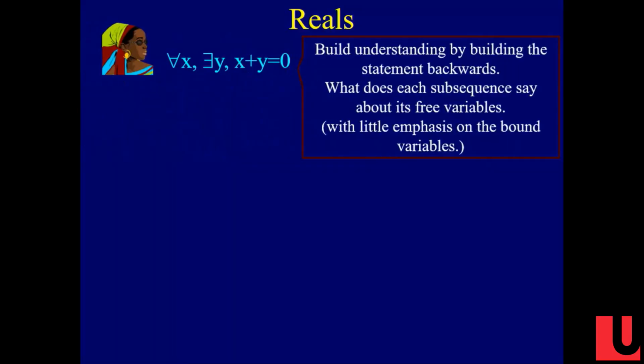All right, so let's build it backwards. What does the subsequence say about its free variables without emphasizing the bounded variables? All right, that's what we're going to try to do, right? So we're going to start on the inner core. Now we have two free variables, right? What does it say? It says they add up to 0. Right? What does that mean?